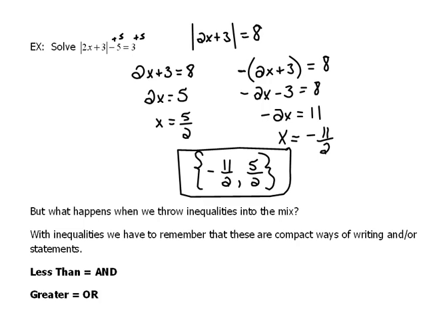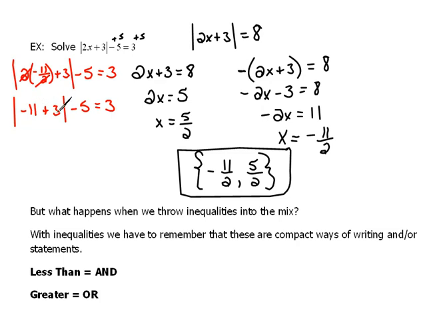And also if you wanted to go back and double check, you could always plug your answer into the equation and it should make it a true statement. For instance, if I were to put in the negative 11 halves here, we would have 2, and instead of x, it would be negative 11 halves plus 3, take the absolute value of that, minus 5 should equal 3. So 2 times negative 11 halves, well, our 2's will cancel. So we have negative 11 plus 3, minus 5 equals 3.